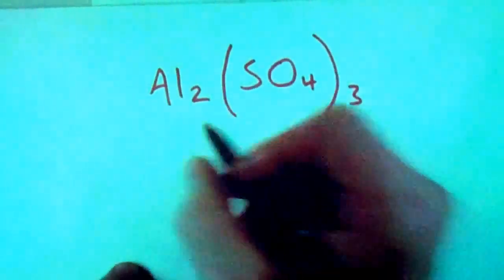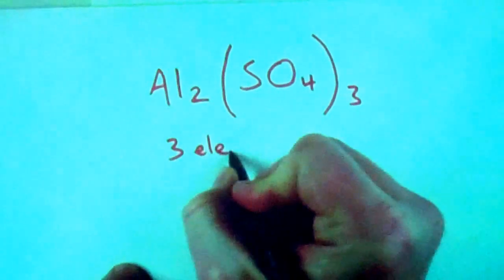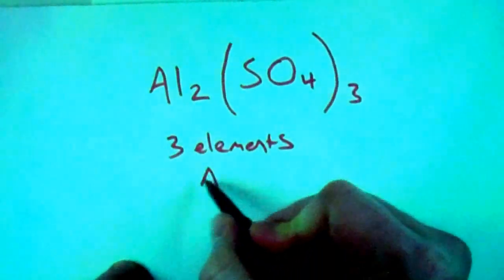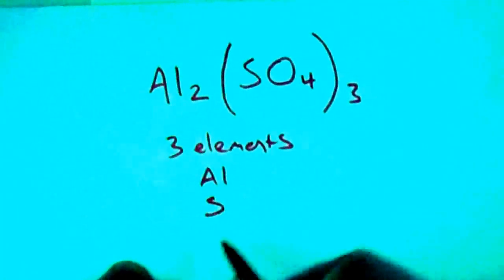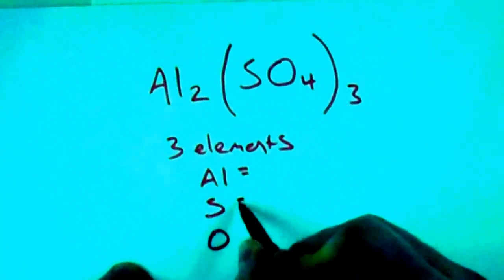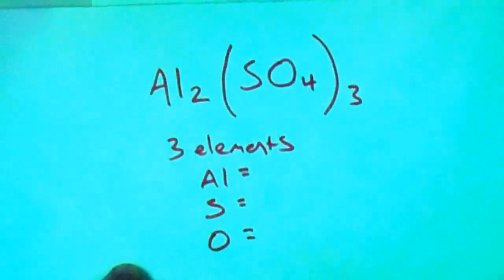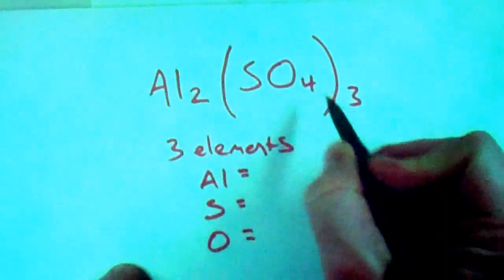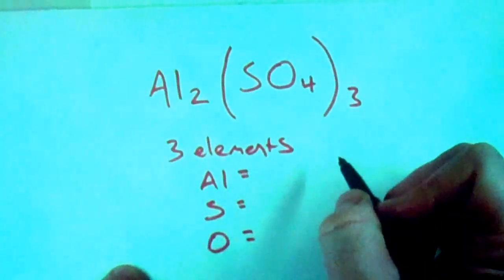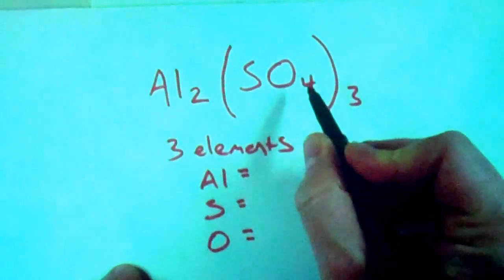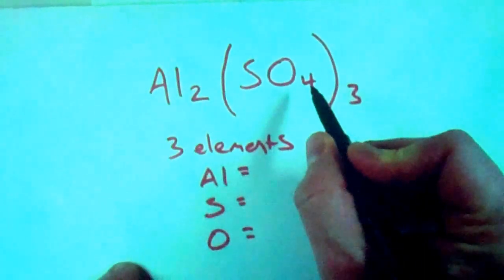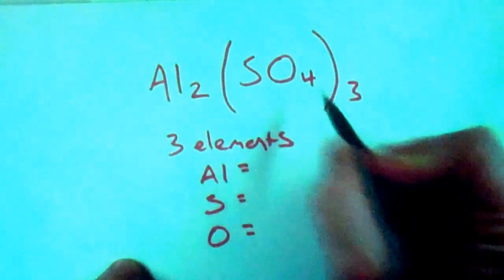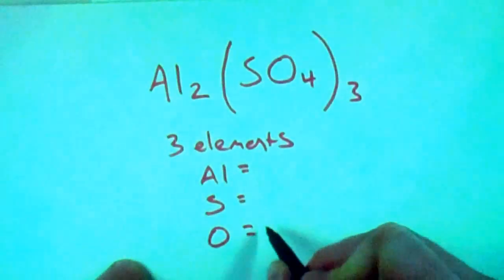How many elements? 3. I have 3 elements. And what are my elements? Al, S, O. Now I like to separate it like this because it makes things easier. Now with this 3 on the outside, all that's saying there is I need to distribute the 3 inside the parentheses. Now when that 3 distributes and it meets the 4 as a subscript, what must I do? Multiply. I must multiply. So I would get 3 times 4 equals 12.